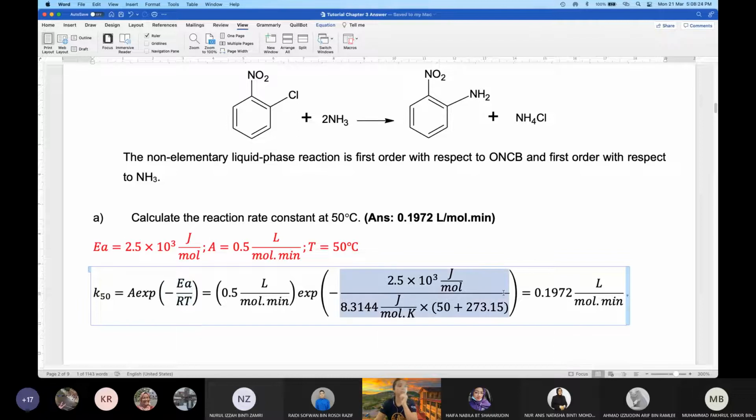Okay, kalau kamu perasan dalam bracket ni, atas dia, pengatas dia joule per mole. Pembawah dia joule per mole Kelvin. So kalau kamu perasan, kesemua unit akan terbatal by themselves. The joule and the mole above will be cancelled with the joule and the mole below. The Kelvin will be cancelled as well.